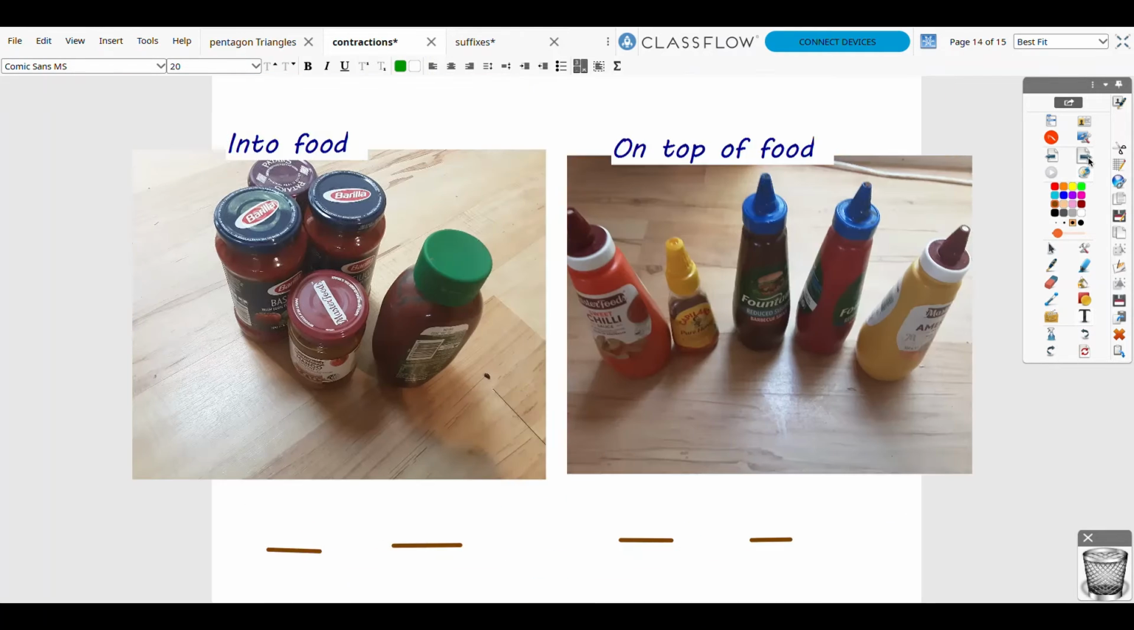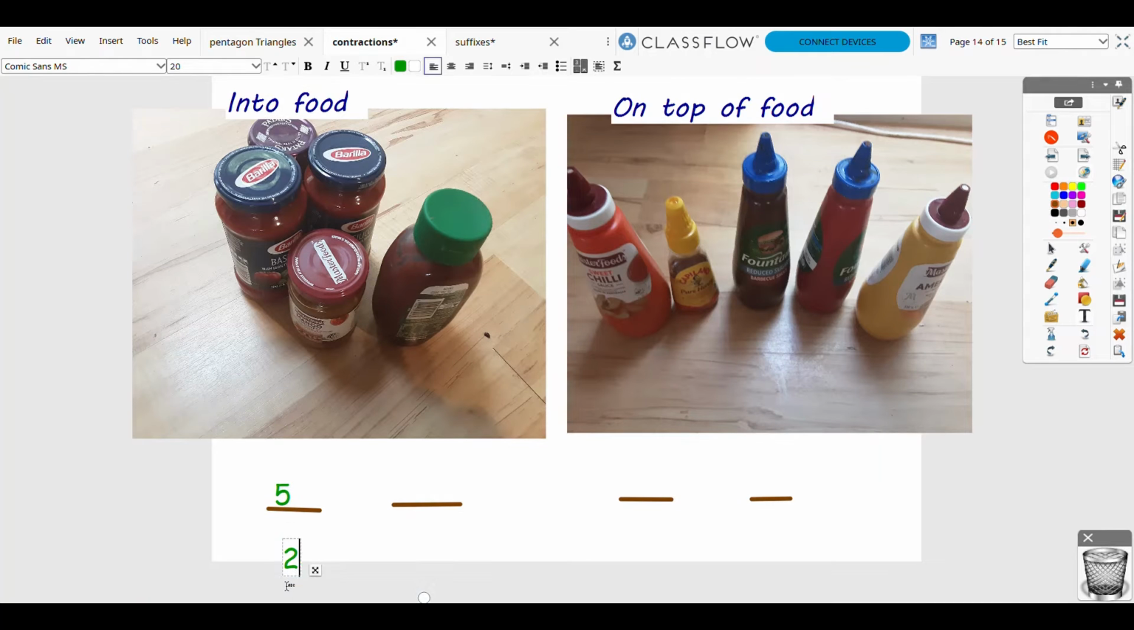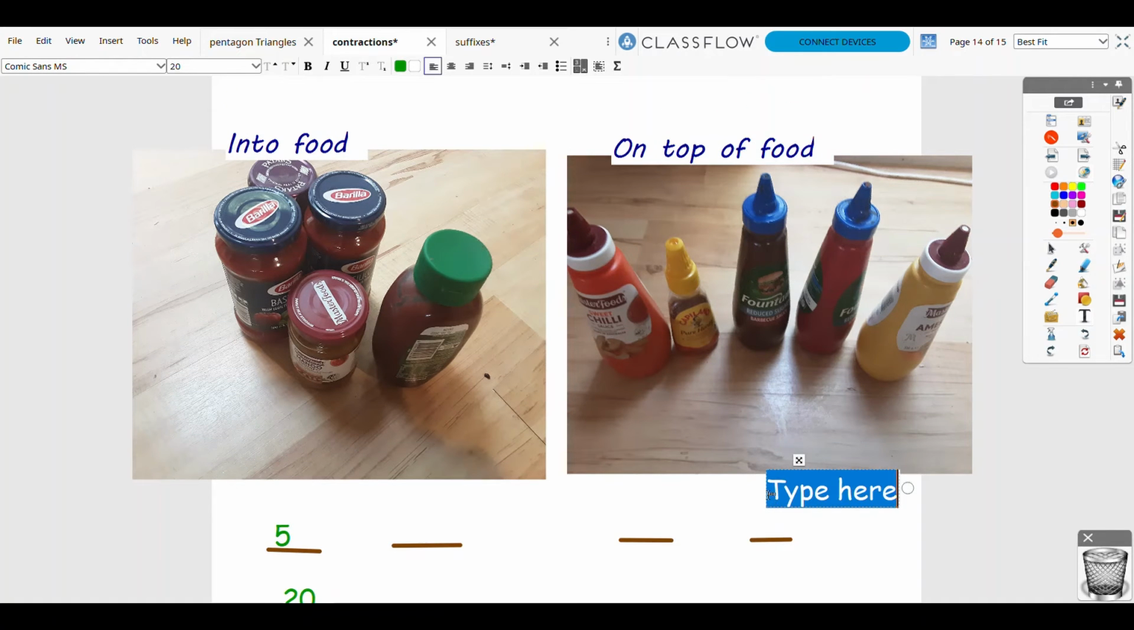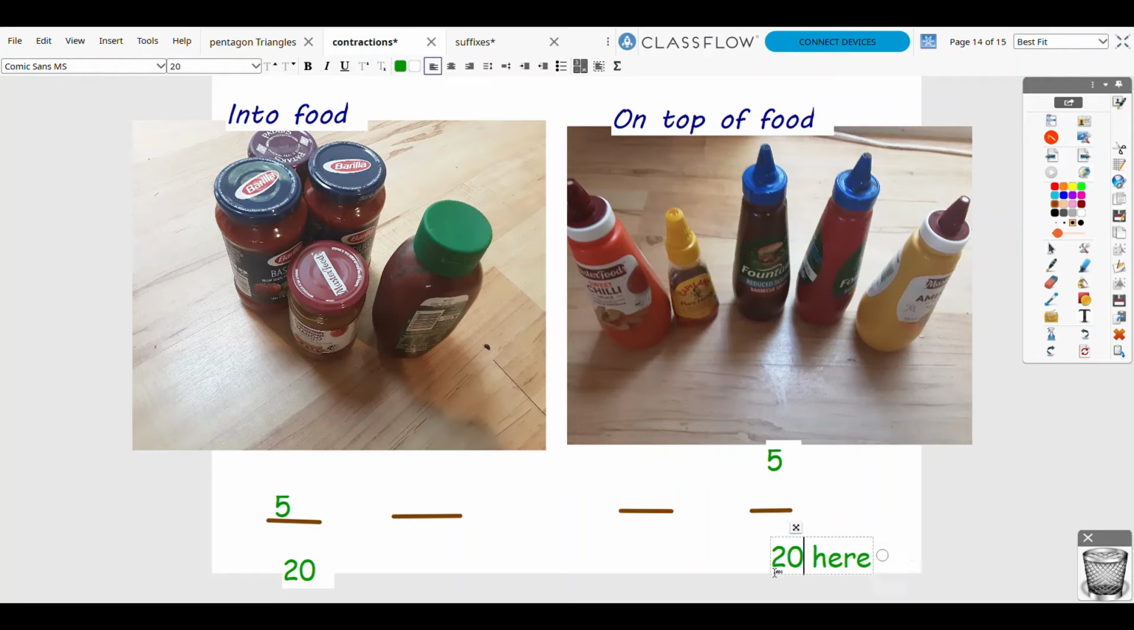Now, if I look over here, when we got into the foods and on top of the foods, I broke this up into two different groups, didn't I? I had 1, 2, 3, 4, 5 here. Notice how I double check that because I hate it when I get things wrong. I really want to do my best. 5/20. And here, 1, 2, 3, 4, 5. I also had 5, and 20 here. That's pretty cool, isn't it?